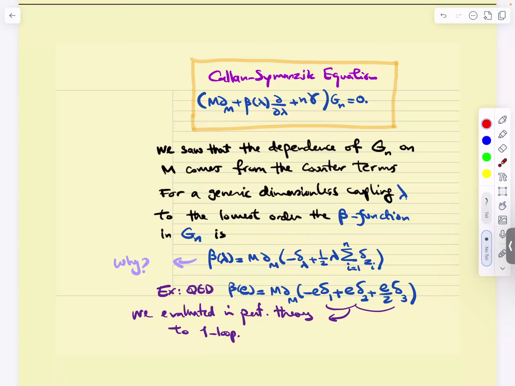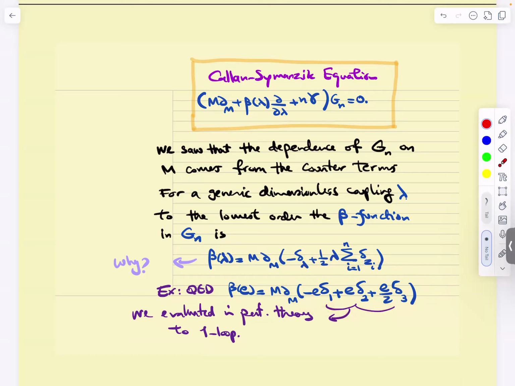This came from, there were two steps in this derivation, if you recall. One was the statement that the only M dependence came from the counter terms. All the M dependence went there. And then there was some sort of expansion we did for G2 and Gn, and we saw that the structure is true. Now, applied to QED, for example, it tells you that, well, there's delta 1, delta 2, delta 3, and this is the relation between them, right? These are the beta functions.